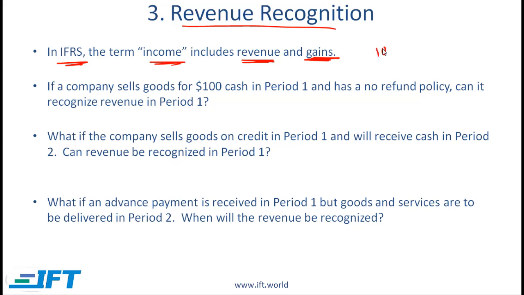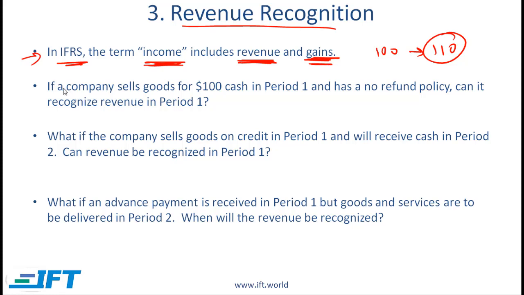So an equipment with a book value of 100 might be sold for 110. This gain of 10 would be shown on the income statement as a gain. And all this top bullet point is saying is that the term income applies to both the core revenue of the company as well as gains.